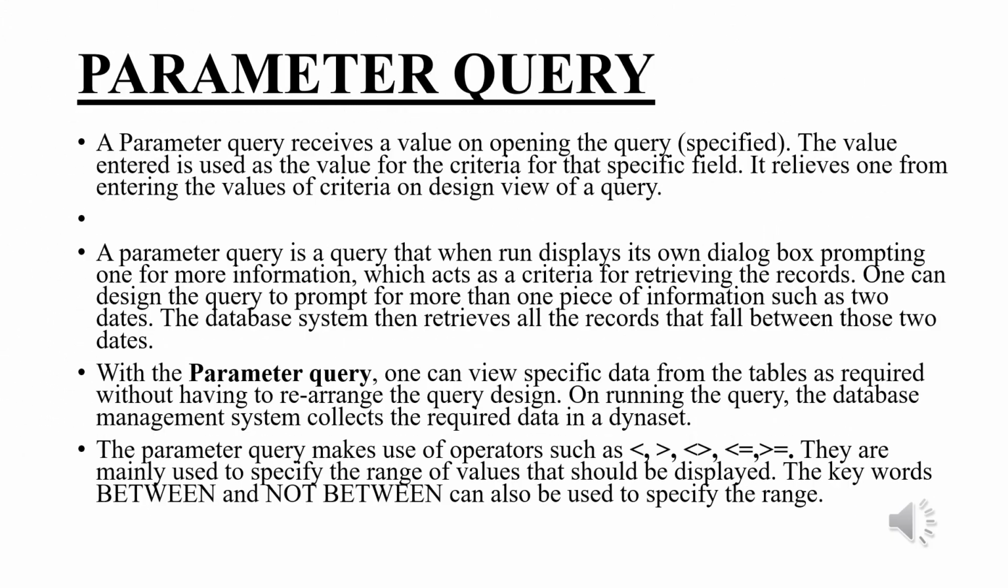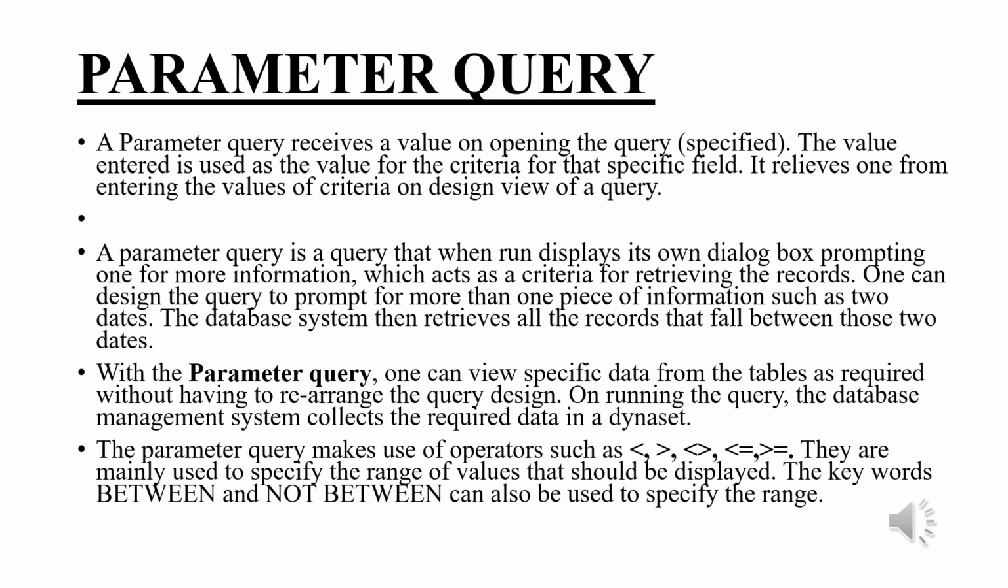A parameter query receives a value on opening the query specified. The value entered is used as the value for the criteria for that specific field. It relieves one from entering the values of criteria on design view of a query. A parameter query is a query that when run displays its own dialog box, prompting one for more information, which acts as a criteria for retrieving the records.